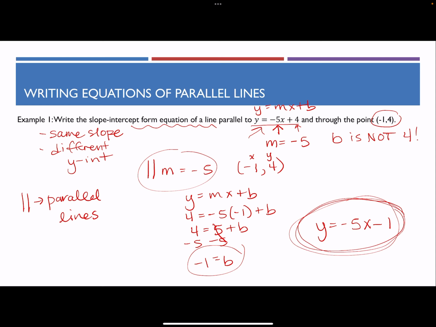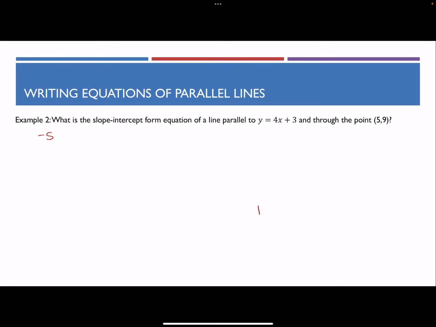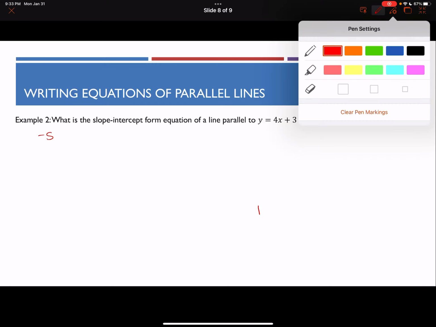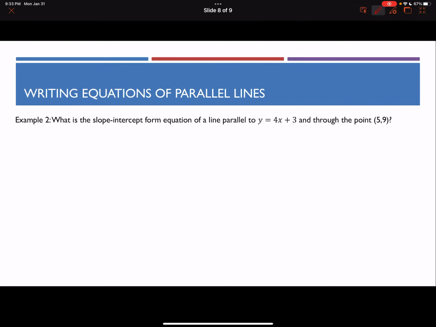All right, let's do another problem together. Ready? So number 2, what's the slope-intercept form? Remember, that's like y equals mx plus b. Find the equation of a line that's parallel to y equals 4x plus 3 and goes through the point (5, 9).